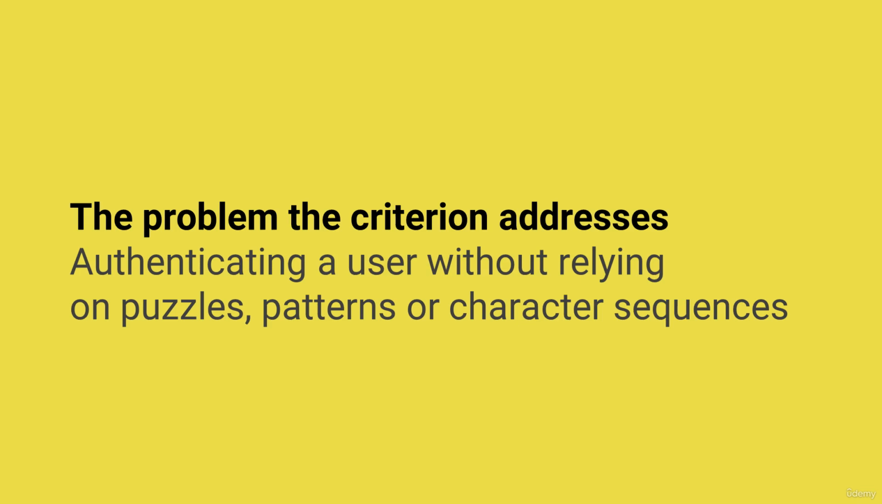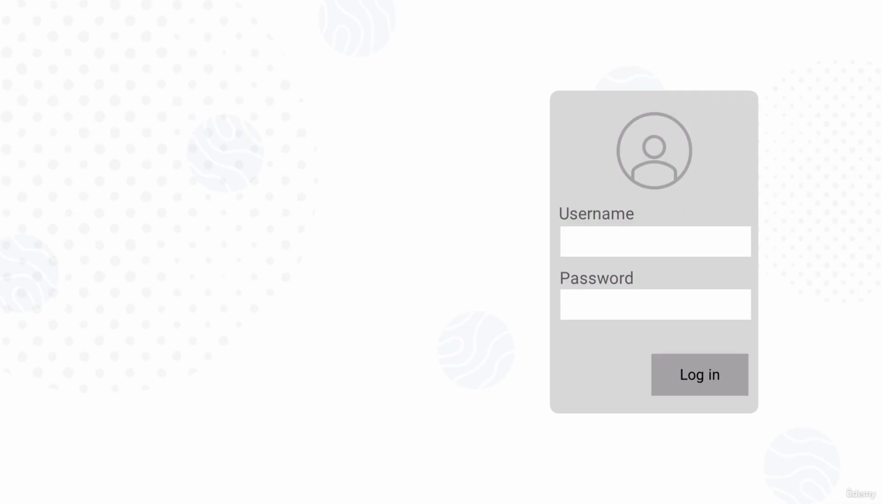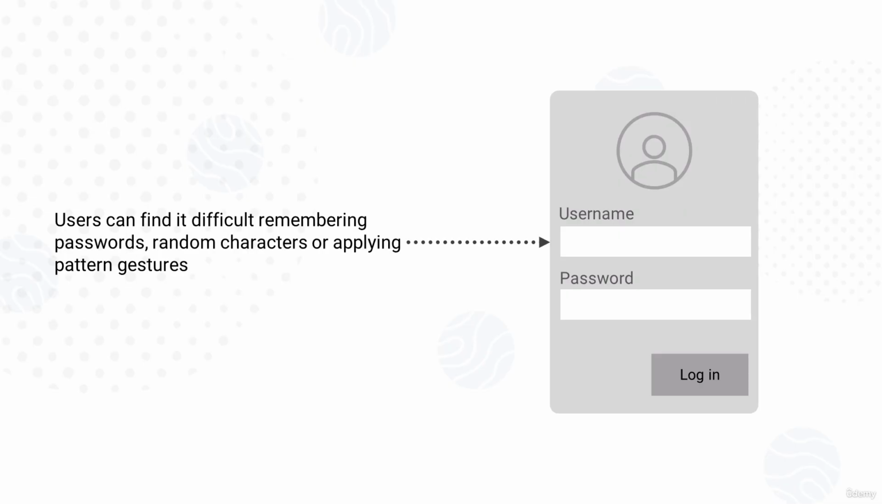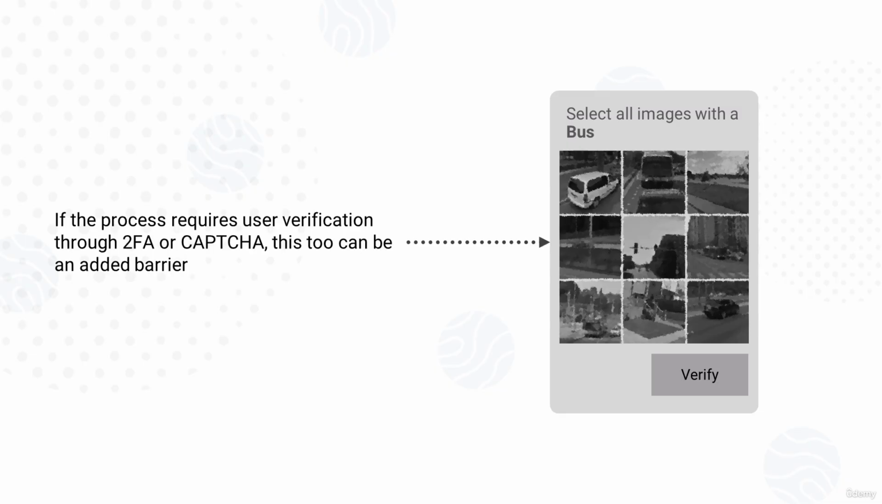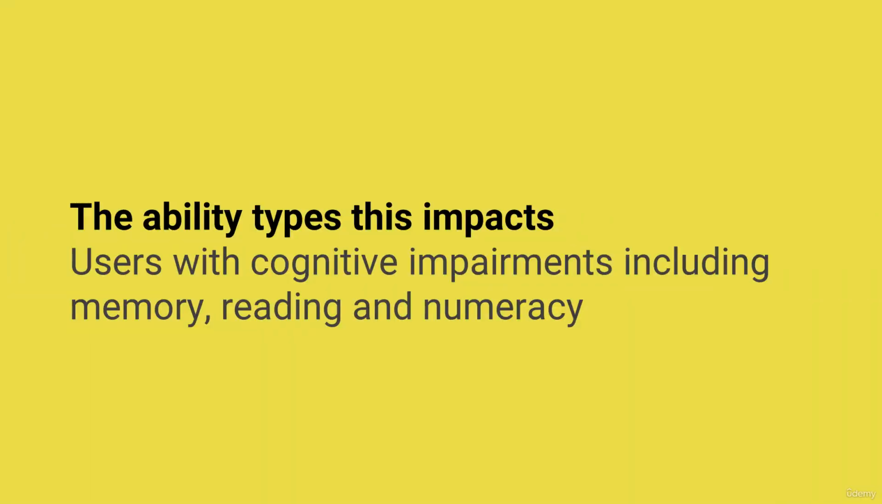Users with cognitive impairments, which include memory, reading, numeracy, or processing of images and objects, can find it difficult and in many cases impossible to authenticate if the process requires memorizing words, patterns, gestures, or character sequences. Additionally, if the authentication process requires user verification through two-factor authentication or CAPTCHA, then this too can be an added barrier. Asking a user to perform these actions to complete a task is known to be problematic for many with cognitive disabilities. So we know the problem the criterion attempts to solve, but what is the impact to a user?